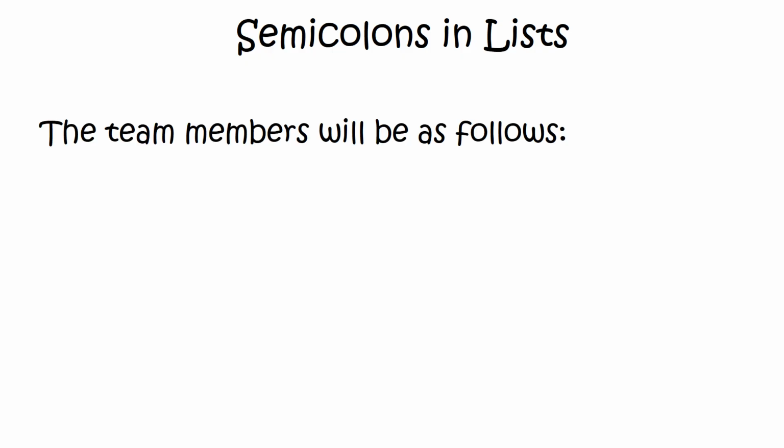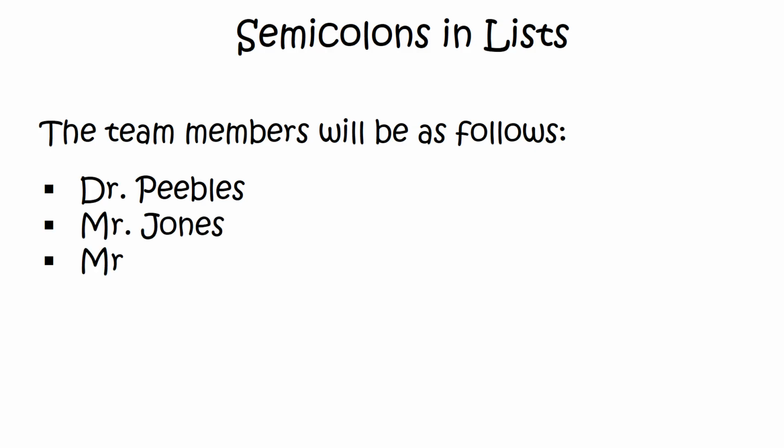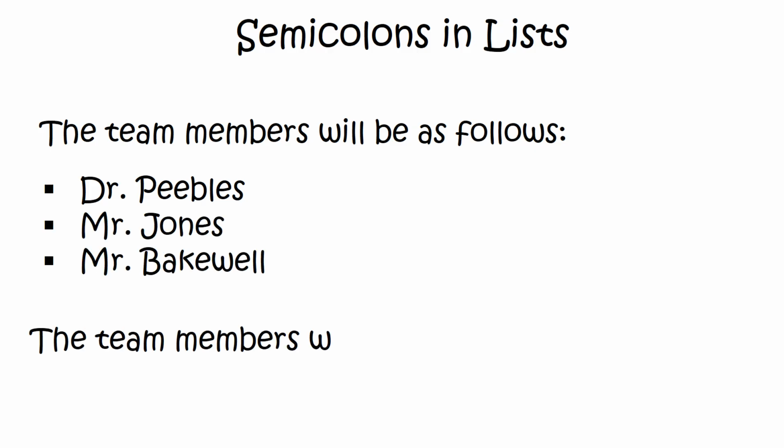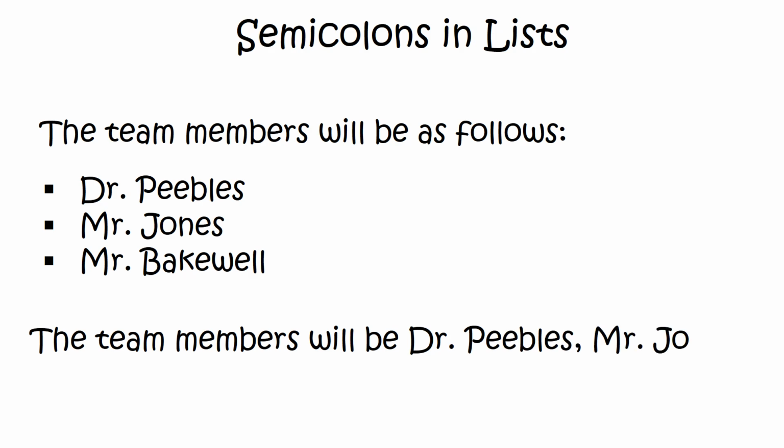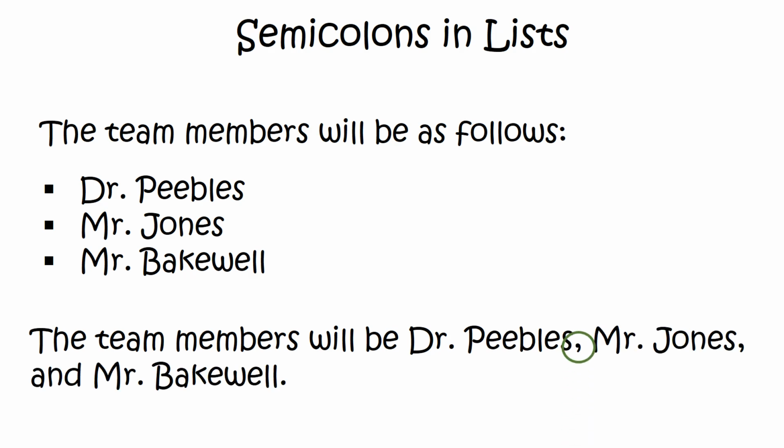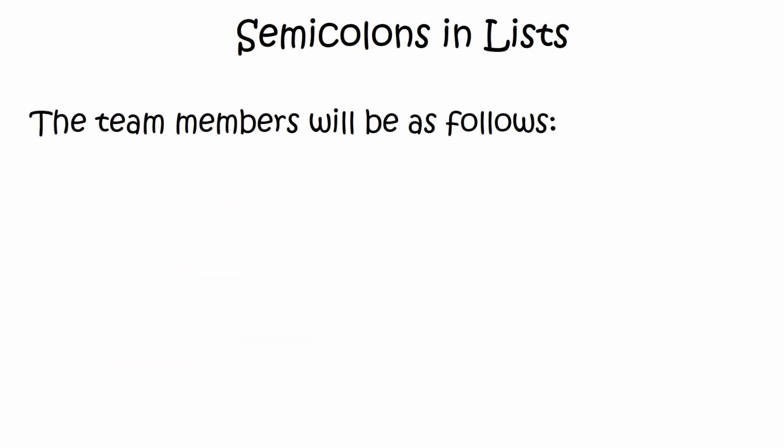Here's a normal list. The team members will be as follows: Dr. Peebles, Mr. Jones, Mr. Bakewell. Let's write that list out in a full sentence. And you can see that the list items are separated by commas. That's all normal. But what if our list were more complicated than that?